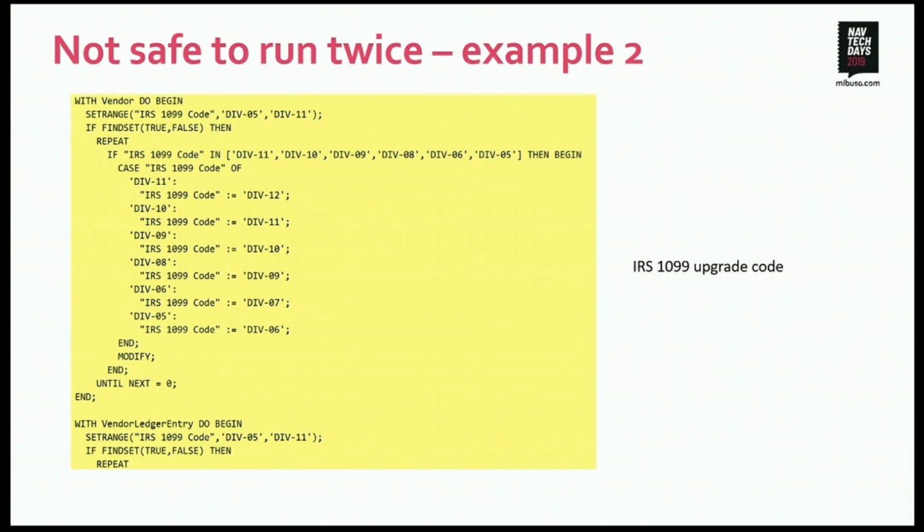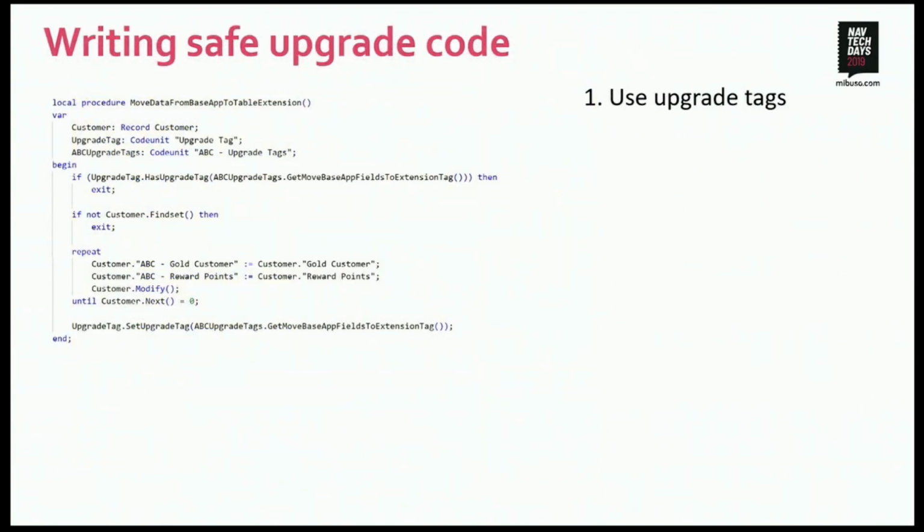The second example is the IRS upgrade code, and this is the actual production code. So here we are actually upgrading the numbers up, right? 5 becomes 6, 6 becomes 7, 7 becomes 8. If you run this one code twice, it is going to be impossible to say what was 11 and what was 12. And if you run it 12 times, everything is going to become 12 in the end, right? So we need to ensure that this code does not run twice.